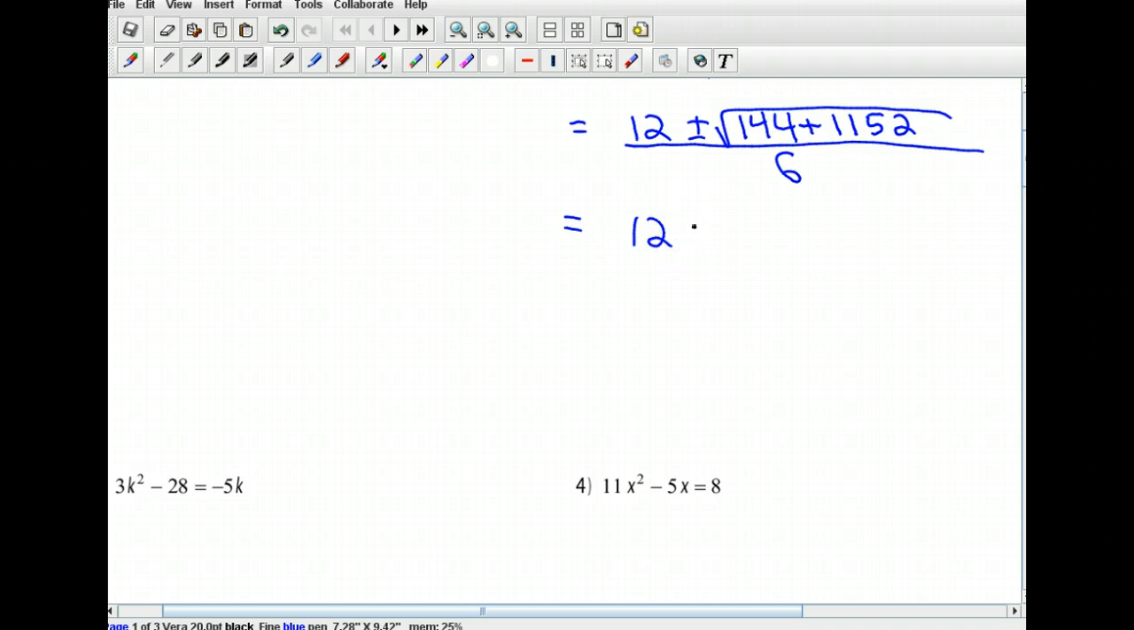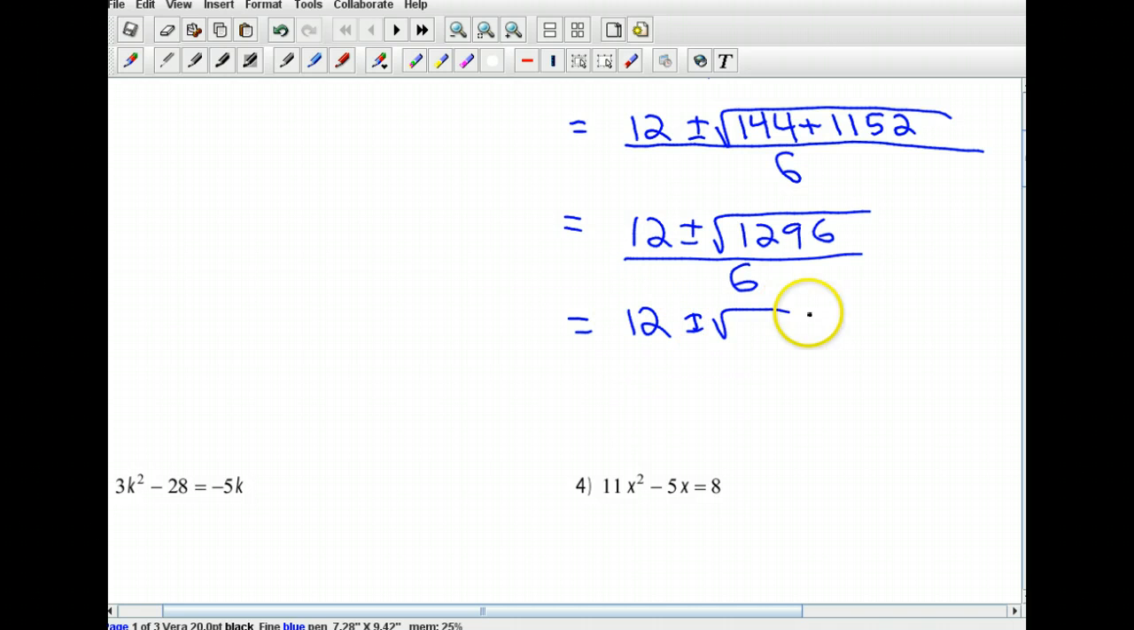Equals 12 plus or minus root 1296 over 6. Square root of 1296 is 36. And you notice from this point, this is a homework problem from last night. So everything you did last night on the back was the second half of quadratic formula. So from here, it's just review.